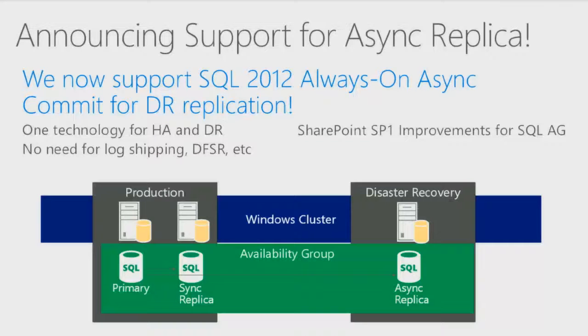The awesome thing about this is now, with Always On, you have one technology for high availability and disaster recovery. If you were implementing maybe Always On for HA, but then you had some sort of log shipping architecture or other replication, more moving components, more complexity, this is a much nicer solution. No need for log shipping, so if you've gone down the log shipping route, maybe you implemented DFSR, all those moving components are gone. And in addition, you'll learn throughout the week that we've also made improvements in the SharePoint product to better support Always On availability.